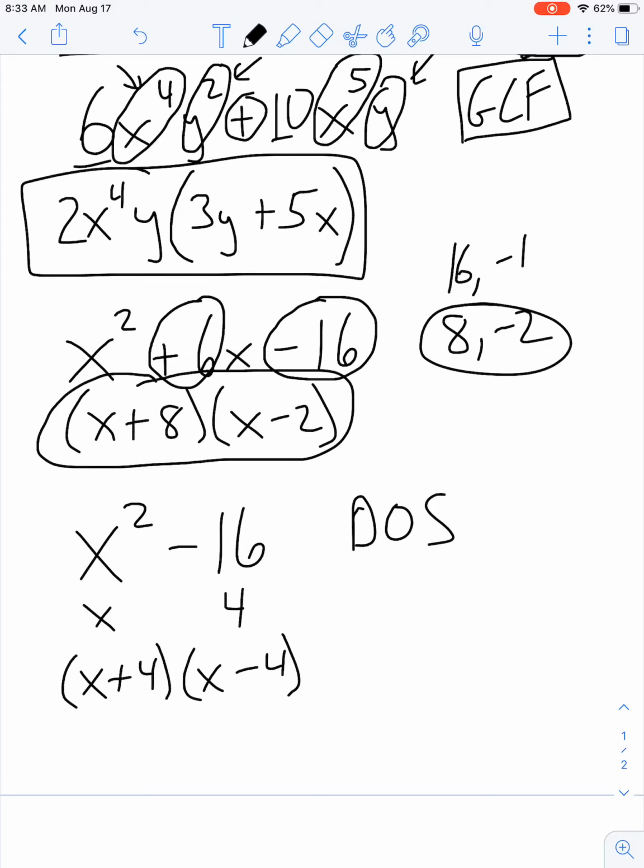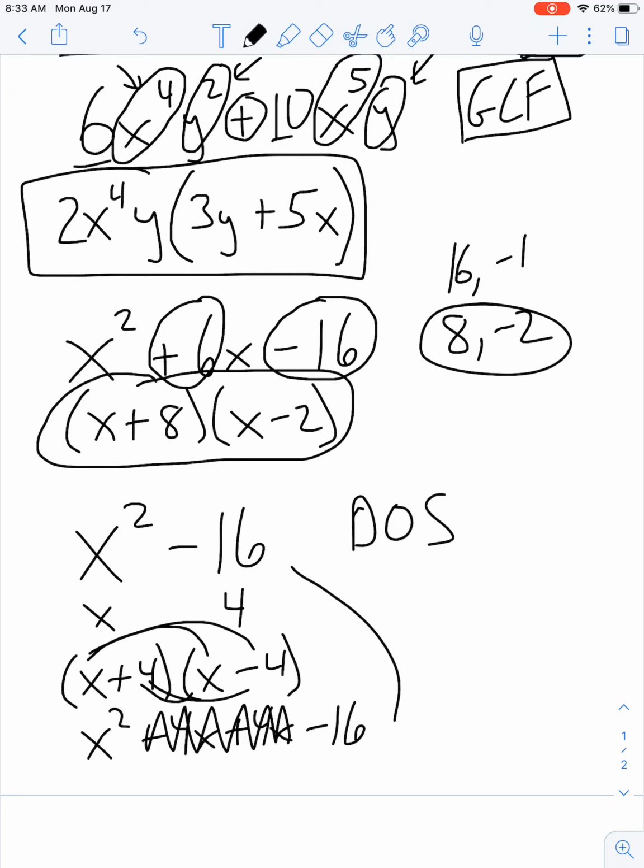And again, if you multiply it out, you don't have to do this, but I'll show this one. So we get x squared minus 4x plus 4x, and then minus 16. And then these middle ones would cancel, and then you get back to where you started.